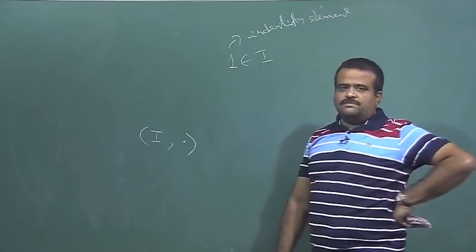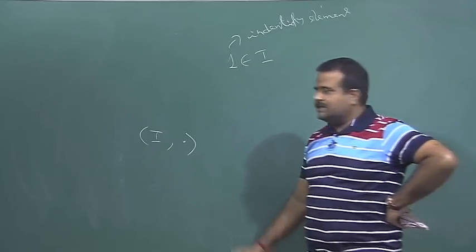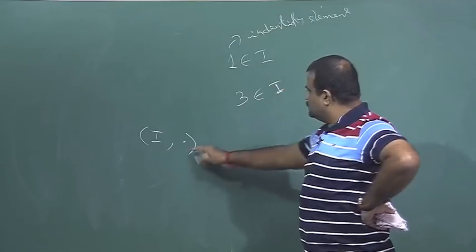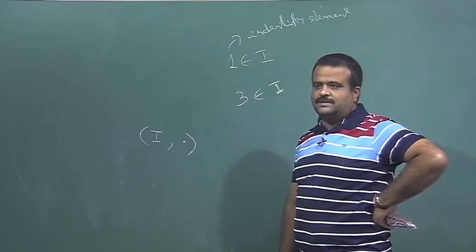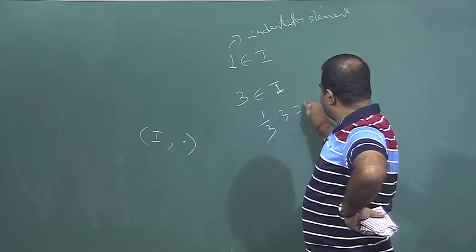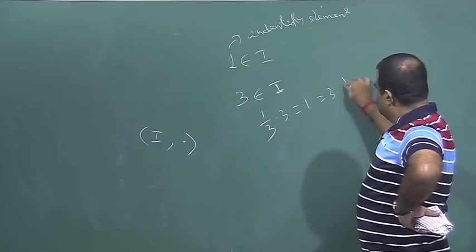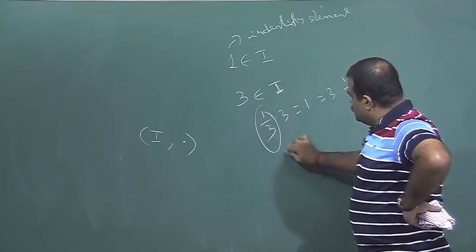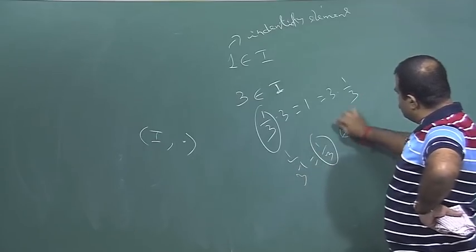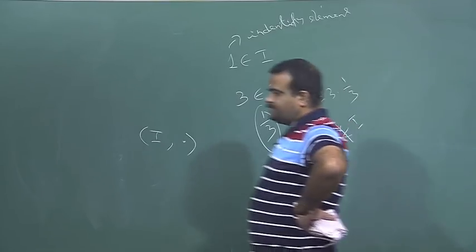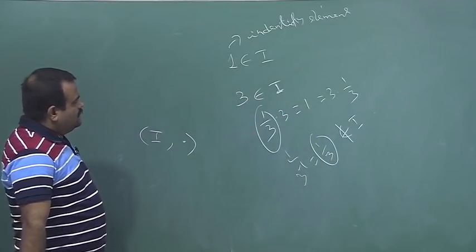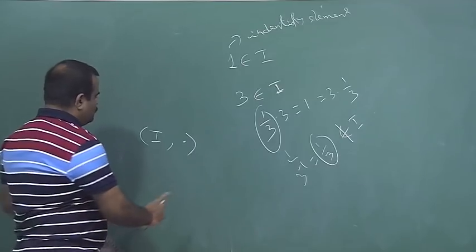Now, the problem is with the inverse. If you take an integer, say 3, now what is the multiplicative inverse? This operation is in the multiplicative sense. So, what is the inverse? The inverse is 1 by 3, because if you multiply 3 with 1 by 3 it will give us the identity element. So, this is basically 3 inverse, but this does not belong to I. So, that is why this is not a group.